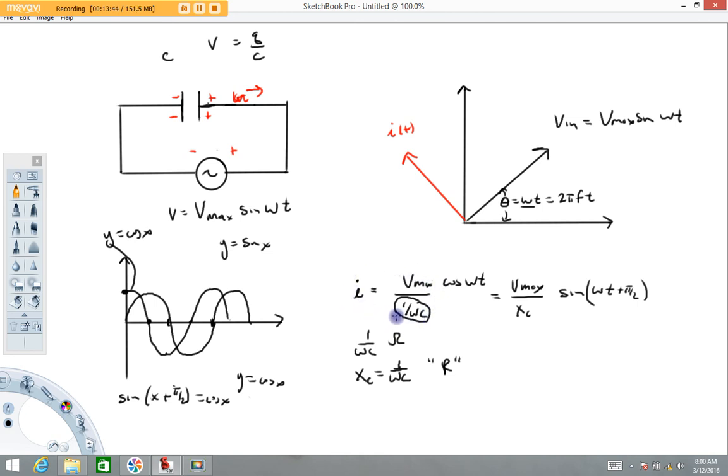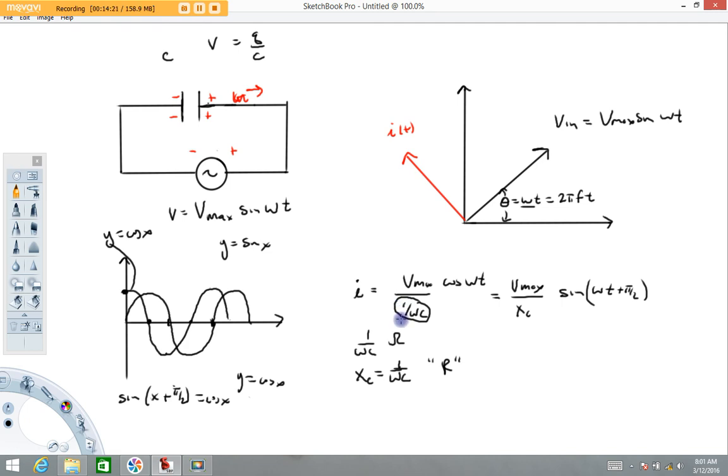If you're in my college physics class, this quantity, 1 over omega C, is what's called the reactance, or in this case, capacitive reactance. And you could think of it as the resistance of the circuit, because the higher the reactance, the lower the overall current. And when your reactance is low, the higher the overall current you get in the circuit. Very important to realize that the reactance is frequency dependent. High frequency means low reactance, means relatively high currents. Low frequency means high reactance and relatively low currents.